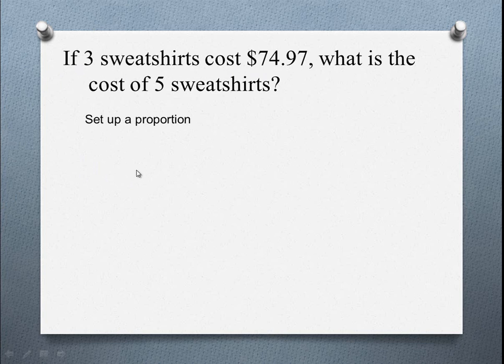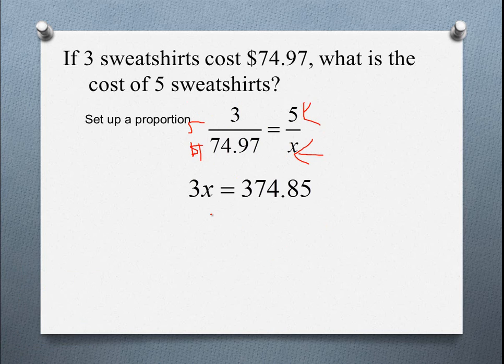I'm going to set mine up as 3 over $74.97. Now that's sweatshirts that I have here, and that's cost here. So that means sweatshirts go here, and I'm looking for the cost here. Set up your cross products. 3 times x is 3x. 5 times $74.97 is $374.85.